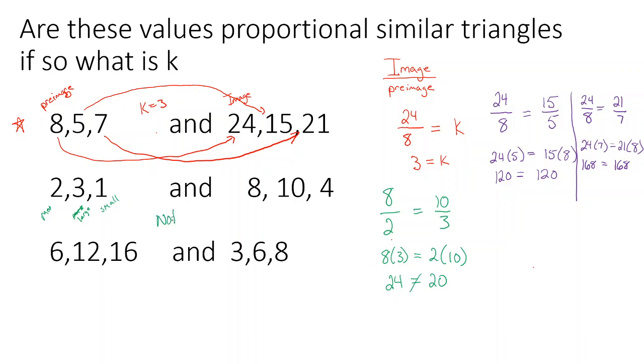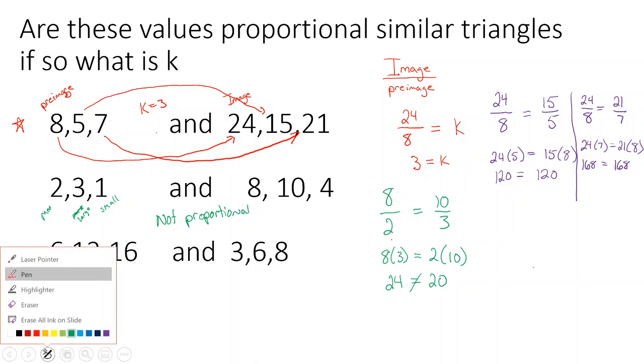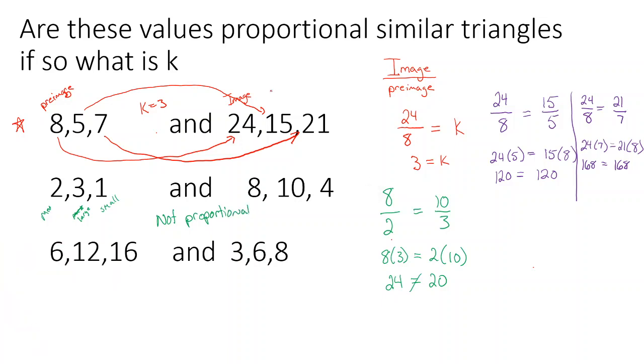These are not proportional. I probably should have finished the top problem. I did talk about it, but I didn't write it down. These are proportional. And with being proportional, the scale factor, the K factor, is equal to 3.